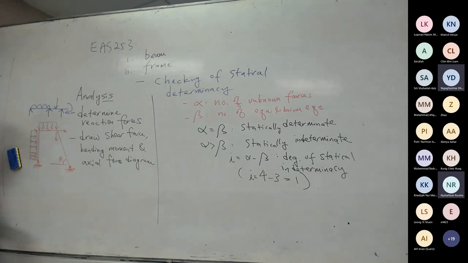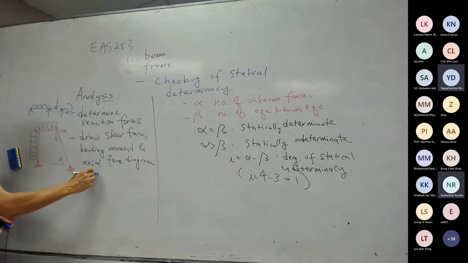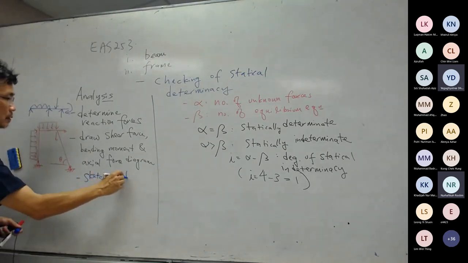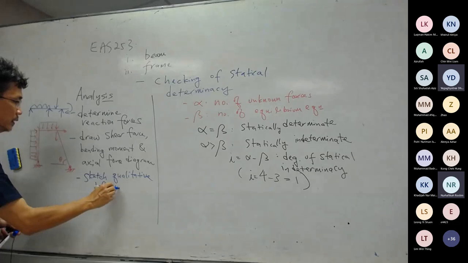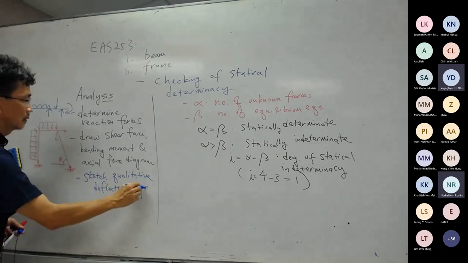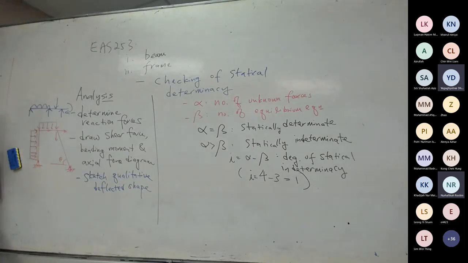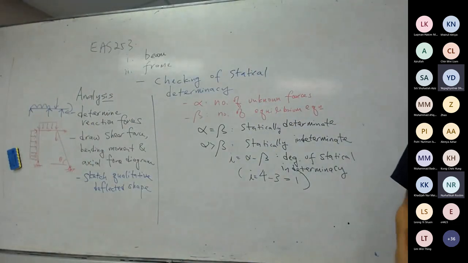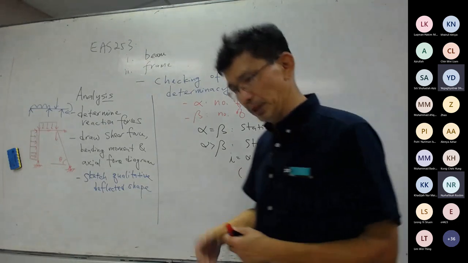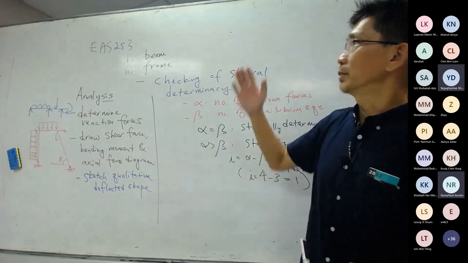Then after that, another one is that after we get the bending moment diagram, we sketch the qualitative deflected shape, which means based on the bending moment diagram, how the members will bend and deflect. So that is a qualitative deflected shape. So as a whole, these are the things that I cover, and these are the things that will be asked for my part of the questions, one for beam and the other one for frame.